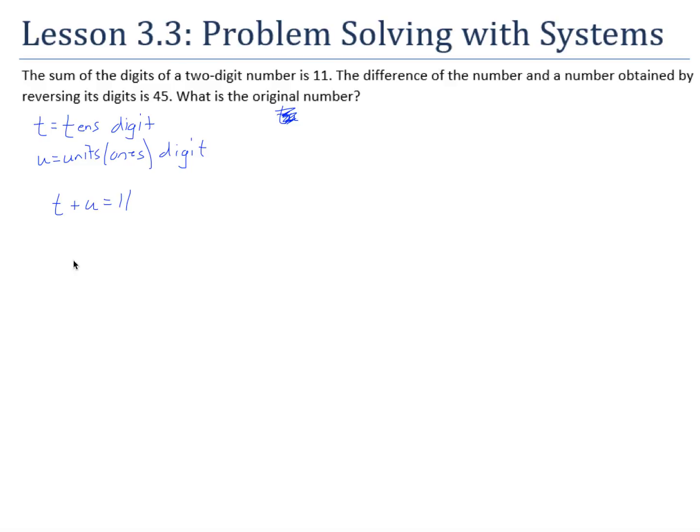So I'm going to try to kind of set it up here, but then we'll do some work over here to help us out. So the next part is saying the difference of the number and the number obtained by reversing the digits is 45. So it's telling us our original number, it says difference, minus when you reverse the digits, is going to equal 45. And so we have to figure out, well, what in the world goes in these two spots?